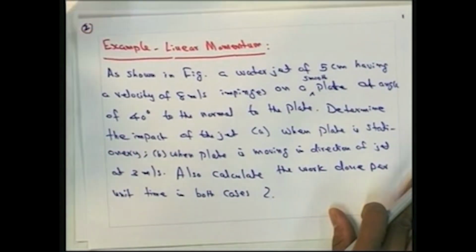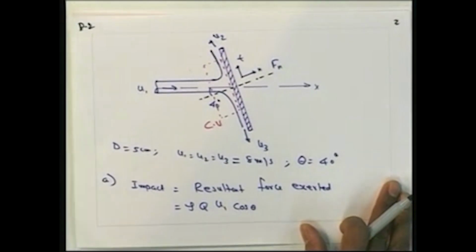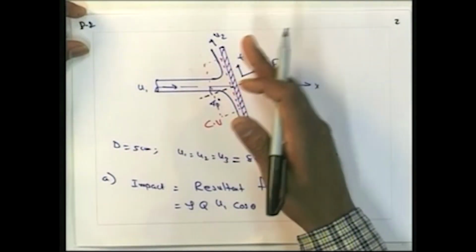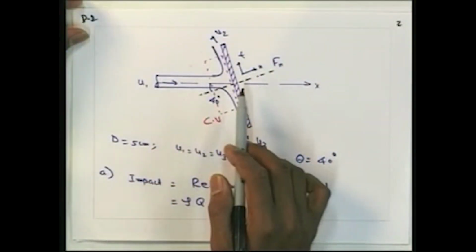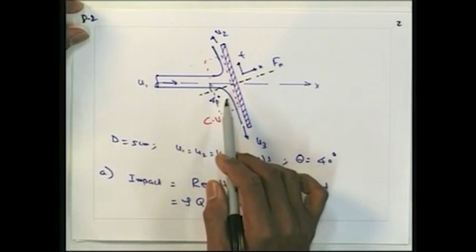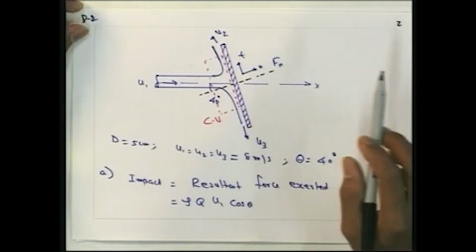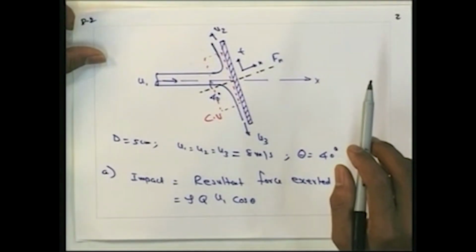So here the problem is, we have a plate put at an inclination of 40 degree with respect to the horizontal, and a jet is hitting or impinging on the plane at 40 degree. We have to find out the impact of the jet when the plate is stationary, that is, the plate is not moving. That is case A. Case B is when the plate is also moving in the direction of the jet at 3 meter per second.